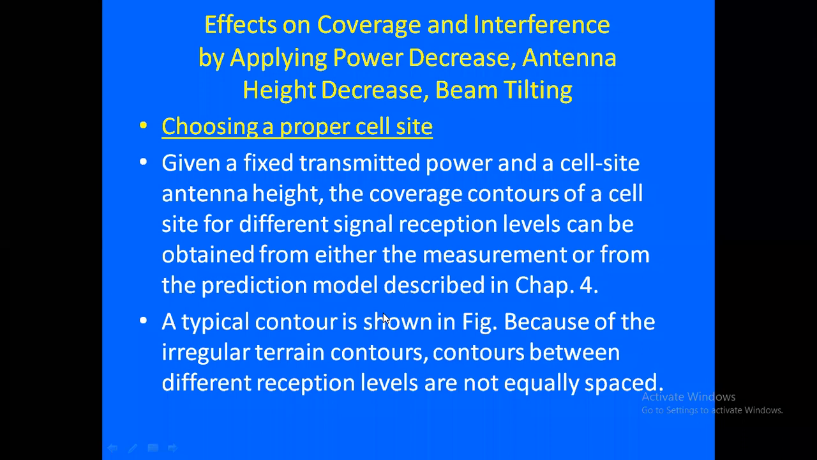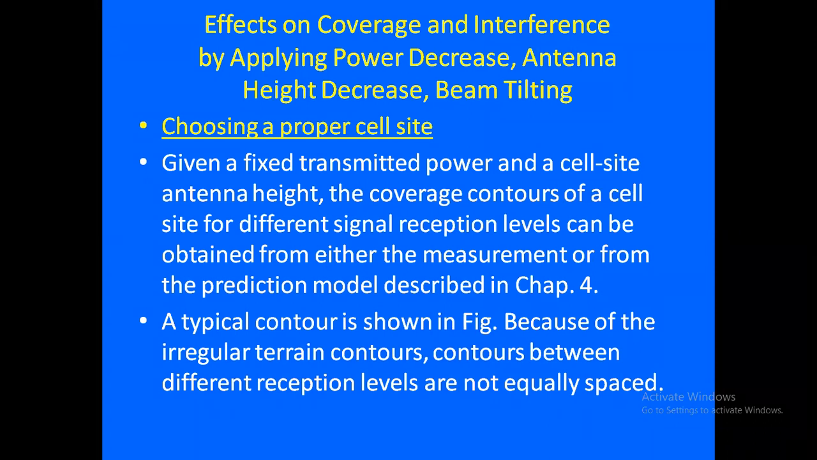So we have to choose a proper cell site. Given a fixed transmitted power and a cell site antenna height, the coverage contour of a cell site for different signal reception levels can be obtained from either measurement or from a prediction model. A typical contour is shown in the figure.